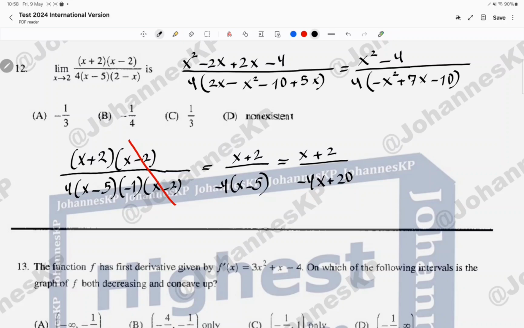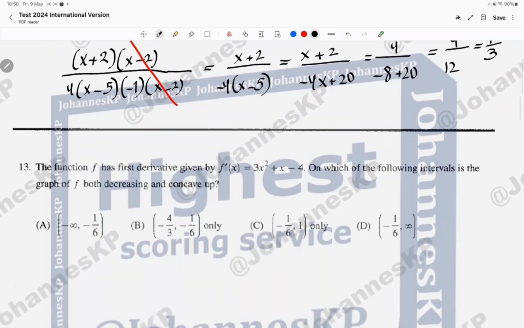Shall I apply the 2 now? Yes. So 4 minus 4 times 2 plus 20. So 4 over 12. So 1 over 3. Good? Yes. All right. Question 13.